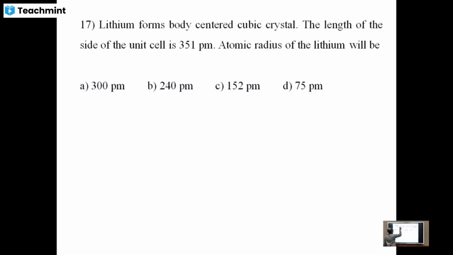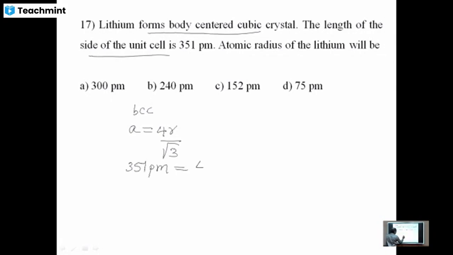Okay, the system here is body centered cubic crystal, BCC. Therefore, relationship between a and r is a equals 4r by root 3. What is given? Length of the side of the unit cell, edge length, is given. It is equal to 351 picometer, equal to 4 by root 3 into r. We have to calculate radius of lithium.